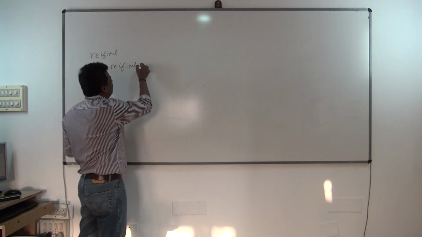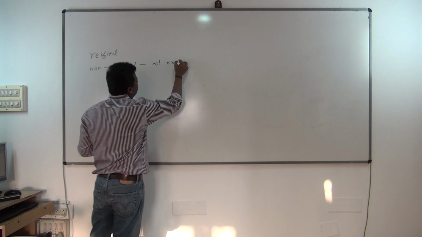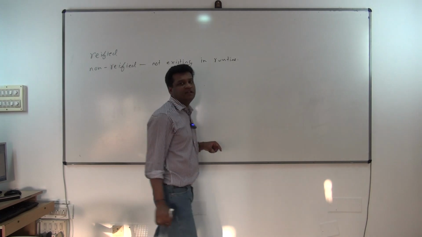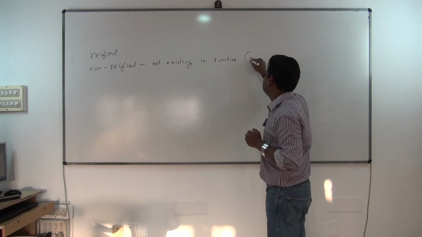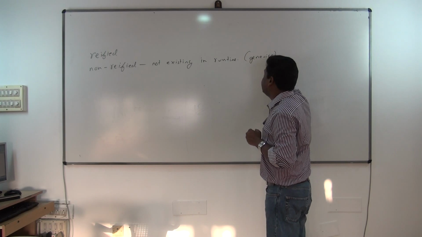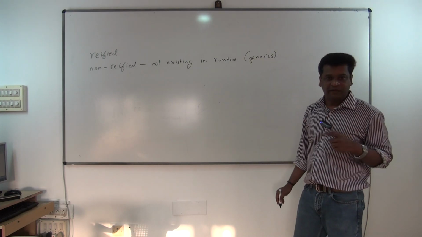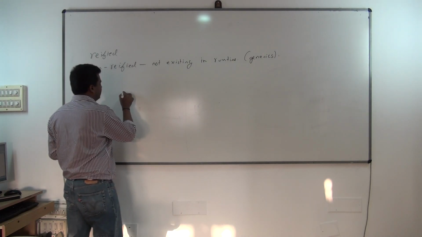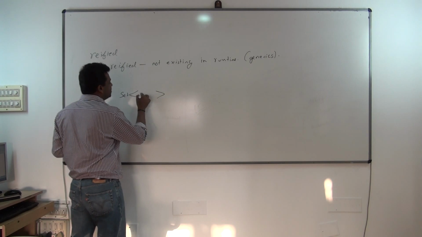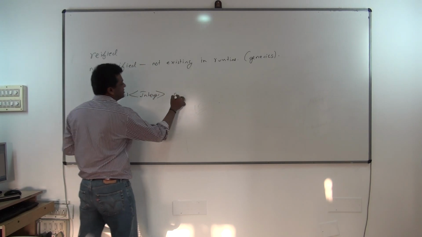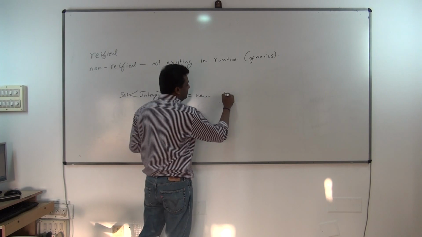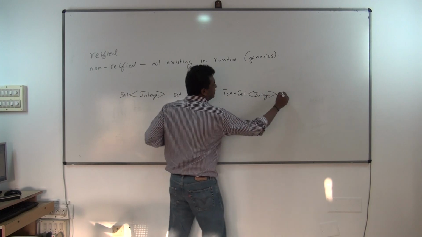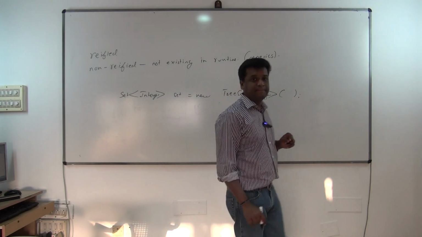It's very simple. Non-reified means not existing at runtime. That code will not exist at runtime. A good example of non-reified is generics. Generics do not exist at runtime. Okay, the example is, I'll just show you now. This is my source code. In the source code I'll write Set<Integer> set = new TreeSet<Integer>(), and I use this.